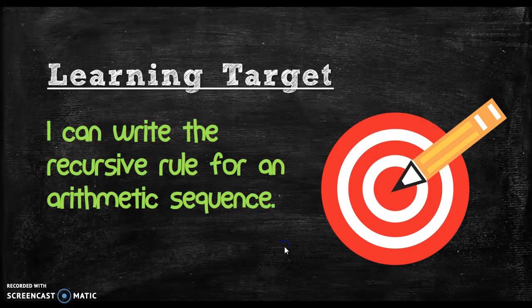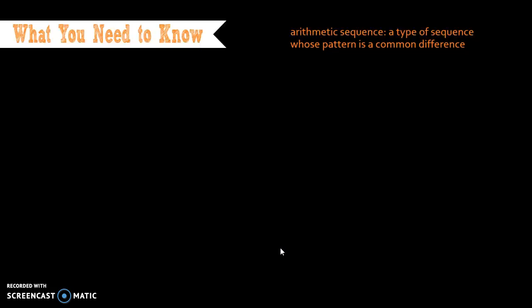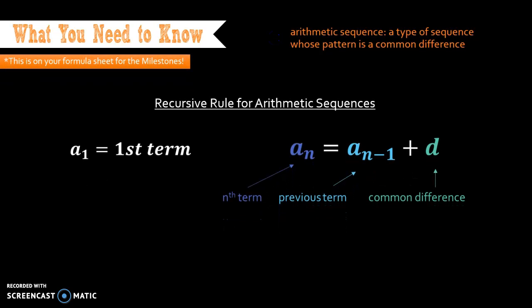I can write the recursive rule for an arithmetic sequence. Here's what you need to know. An arithmetic sequence is a type of sequence whose pattern has a common difference. This formula is on your formula sheet for the Georgia Milestones exam, so you do not necessarily need to memorize it, but this is something to be familiar with.